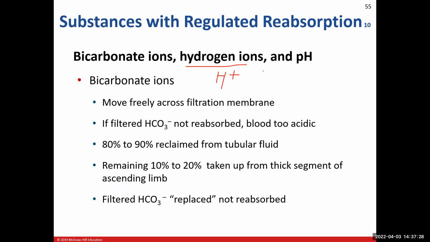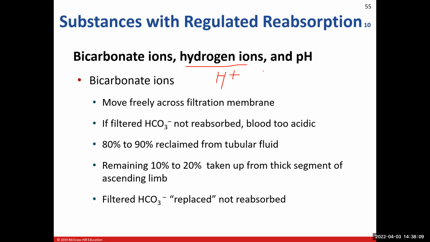Remember this nice comparison between the concentration of hydrogen ions and our pH value, the inverse relationship. The higher the hydrogen ion concentration, the lower the pH value, meaning that is going to be something that's acidic, and vice versa. The lower the hydrogen ion concentration, the higher the pH value, meaning that substance is more alkaline or basic.